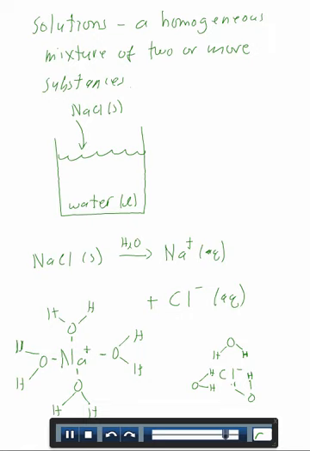So there are interactions between the waters and the ions in solution. Now, these interactions are not bonds, chemical bonds. They're electrostatic interactions, and in this case it would be ion dipole interactions. We have an ion with sodium or chlorine, and we have a dipole from the water molecule.